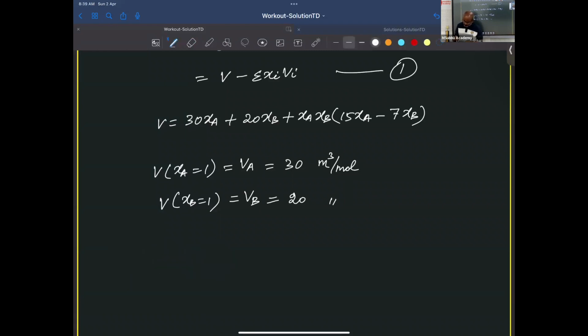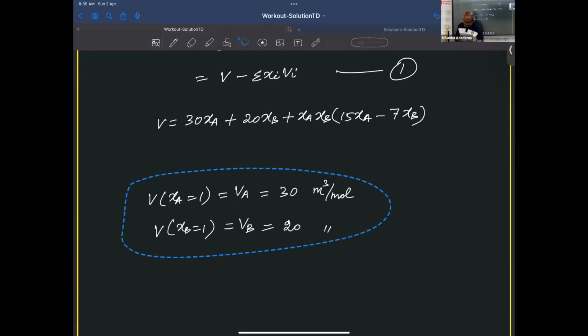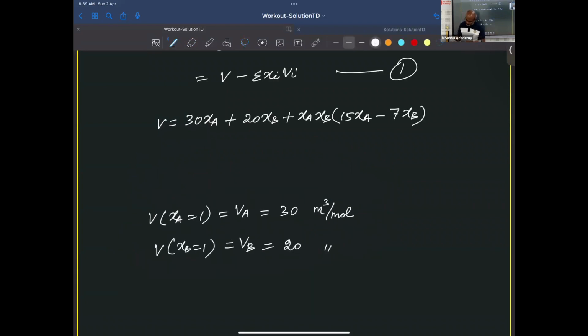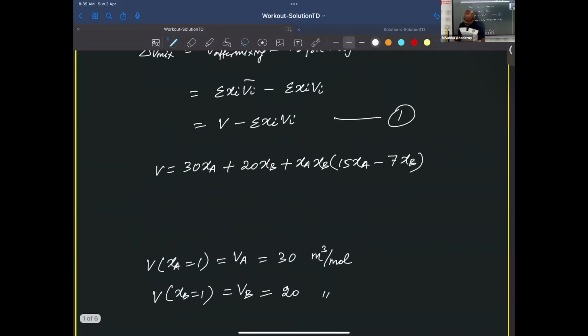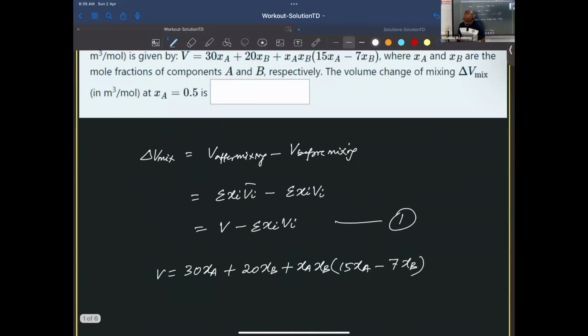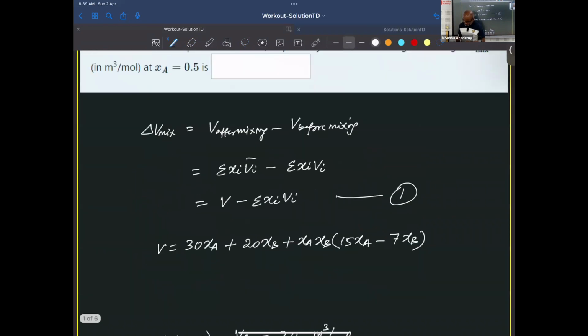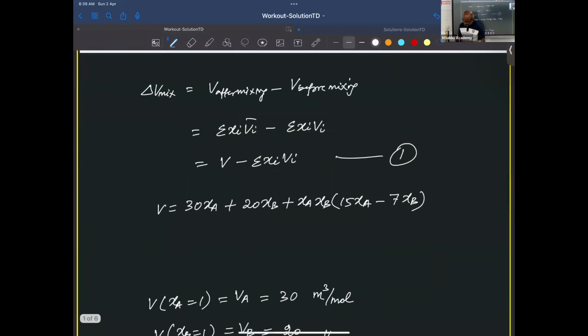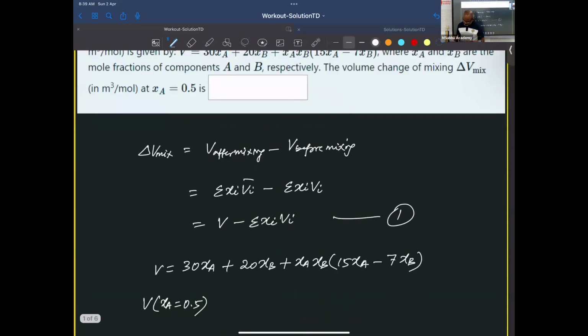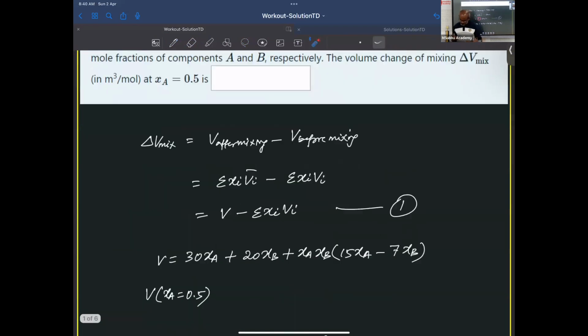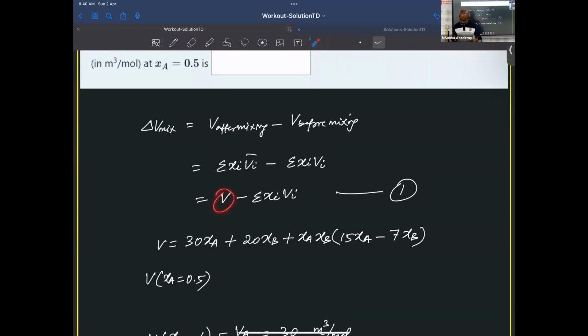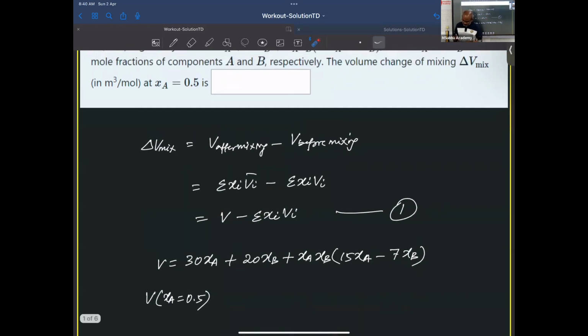We can also find what V is at the composition of xA equal to 0.5. Then we'll come to this expression. So V at xA equal to 0.5, and this thing we also substitute at xA equal to 0.5. So from that, we can easily solve it.